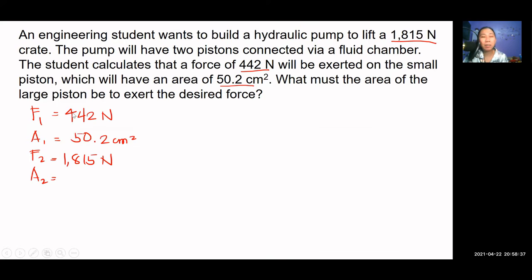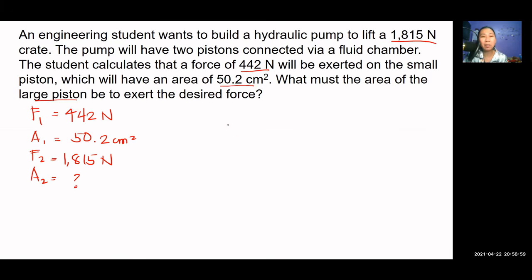So ang hinahanap natin dito is the area of the large piston. So ito yung ating A2. So again, para mas madaling matandaan, yung A1, yun ang ating input piston. So yan yung smaller na piston, and then ang A2 natin, yun yung output na piston. So yun yung larger piston.